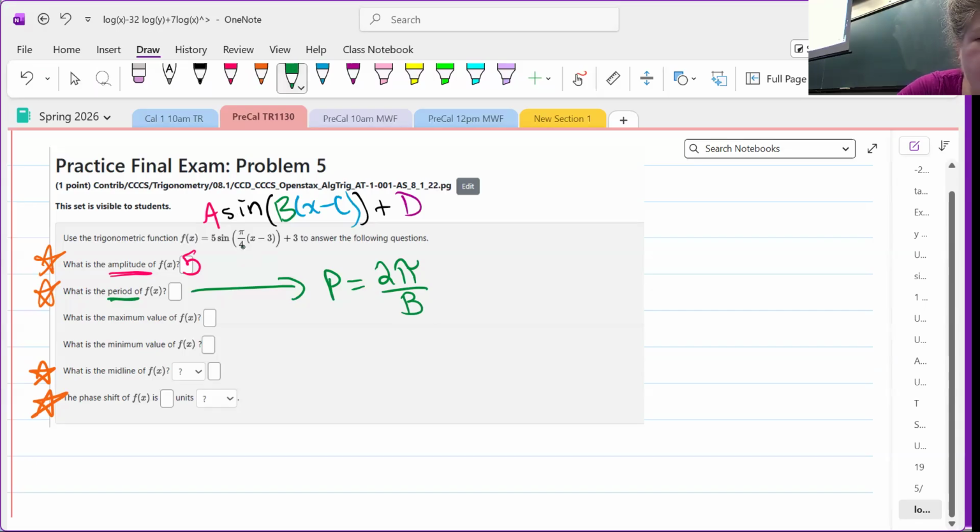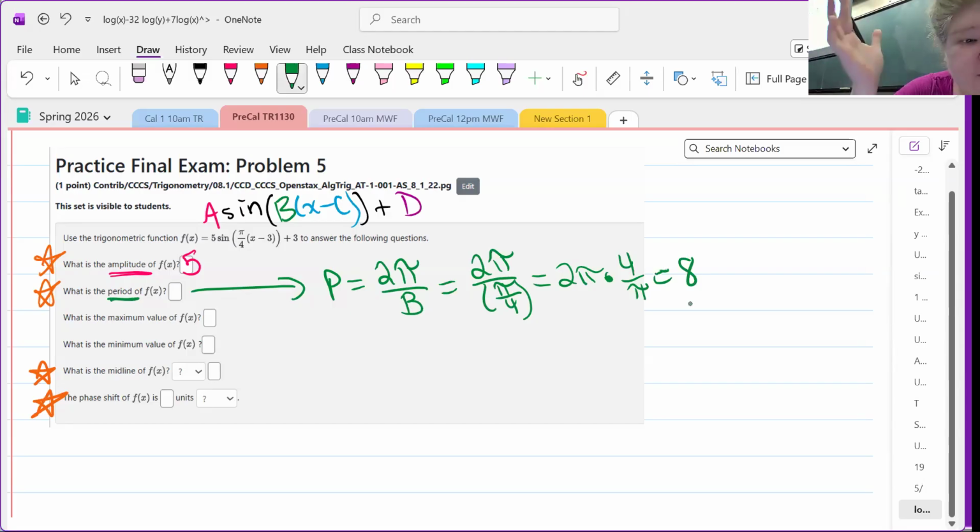In this case, our b value is really wacky. It is pi over 4. So 2 pi divided by pi over 4 is the same as 2 pi times 4 over pi, multiplied by the reciprocal, and the pi's cancel, and we just get a period of 8.